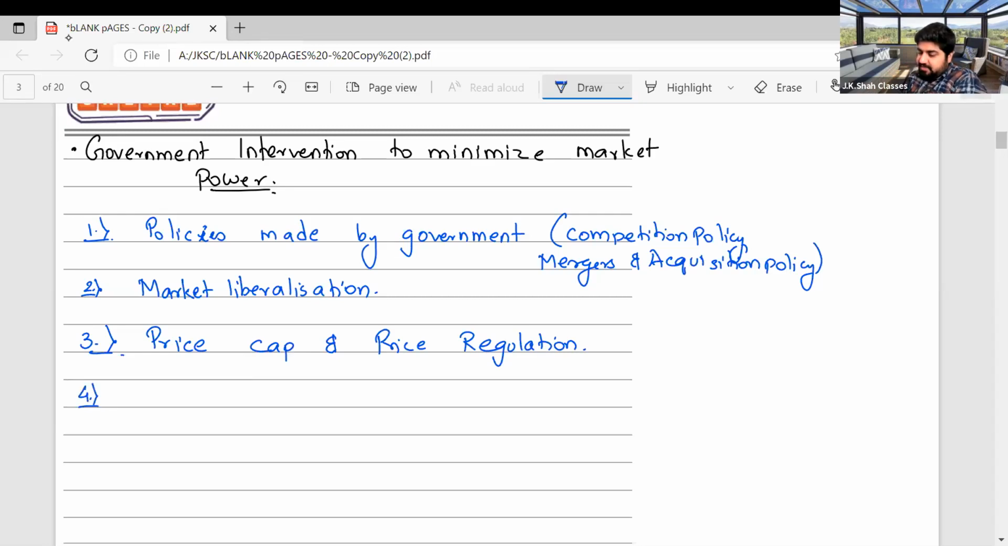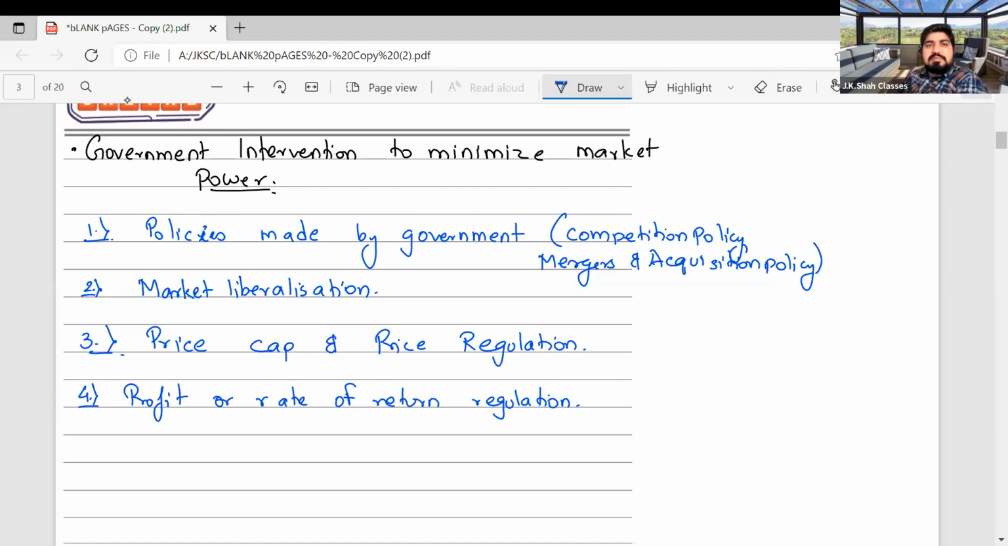Point number 4, dear friends. It is profit or rate of return regulation. Profit or rate of return regulation. Government will decide your profit percentage, how much maximum profit you can make. How much rate of return can you charge or you can get maximum on the products that you are selling.